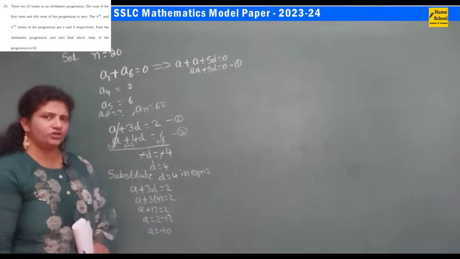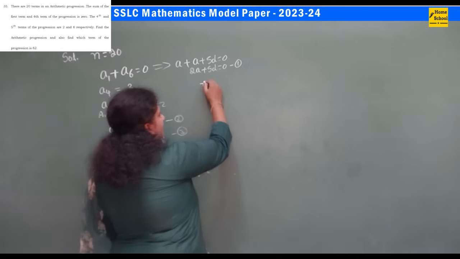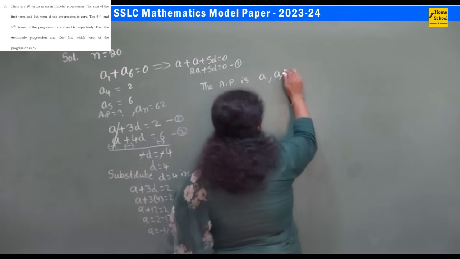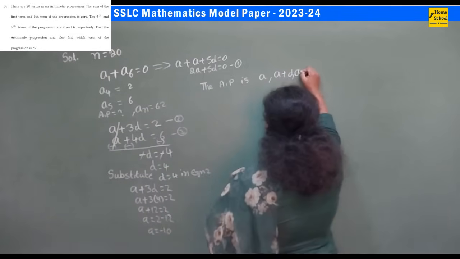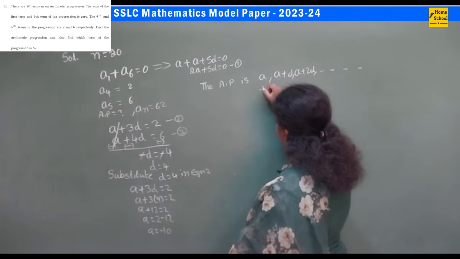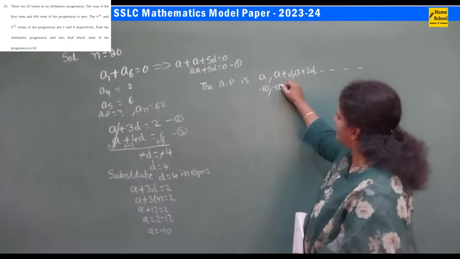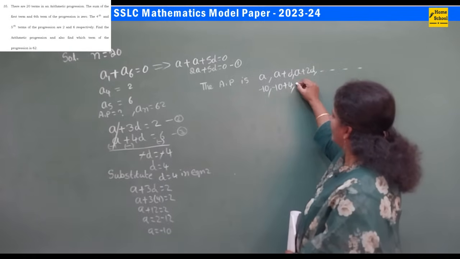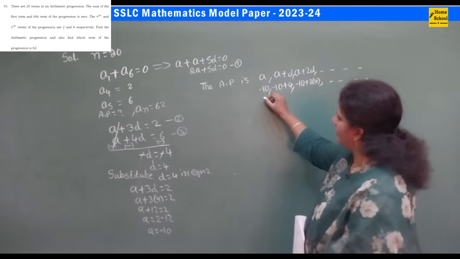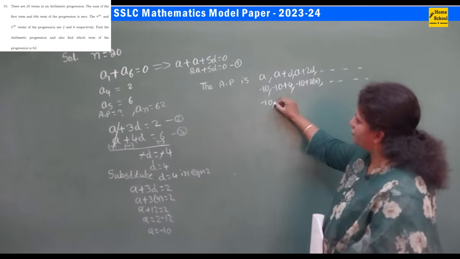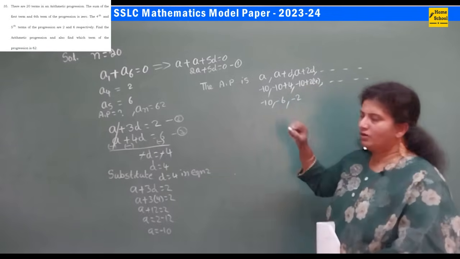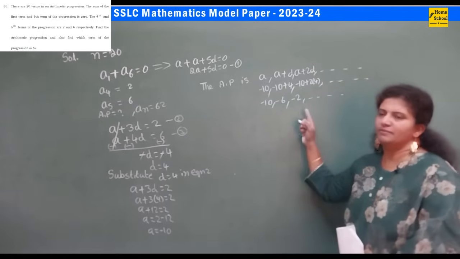Can we find the arithmetic progression? Yes. The arithmetic progression is A, A plus D, A plus 2D, and so on. So first substitute the A value, minus 10, and here minus 10 plus D value, which is 4. And now this one, minus 10 plus 2 into 4, and so on, right? Minus 10 plus 4 will be minus 6, minus 10 plus 8 will be minus 2, right? So on. This is your arithmetic progression.